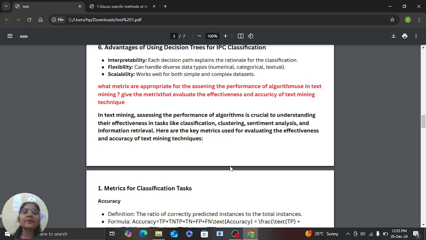As we are covering the solutions of our test two, we have covered a question of a decision tree in our previous lecture. And here I am going to cover our third question, related to the matrix and matrix evaluation, and the effectiveness of matrix in text mining techniques.